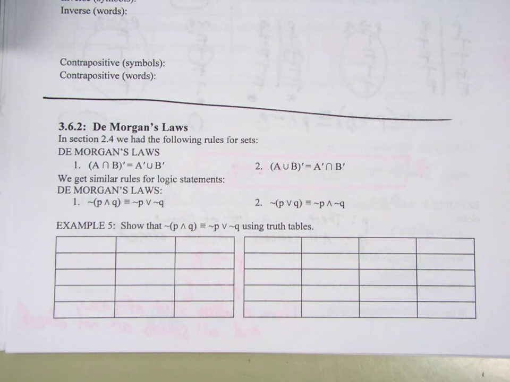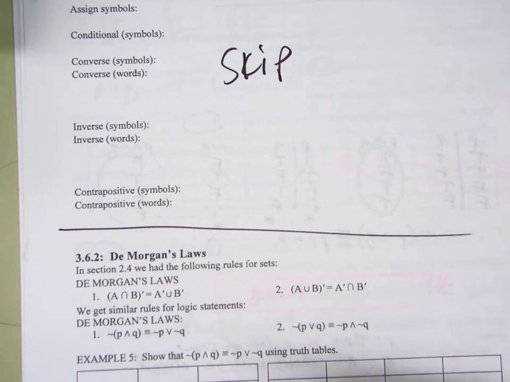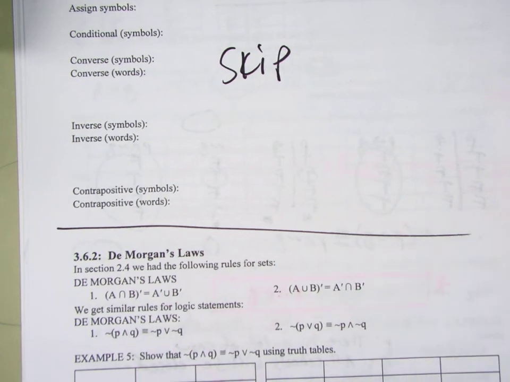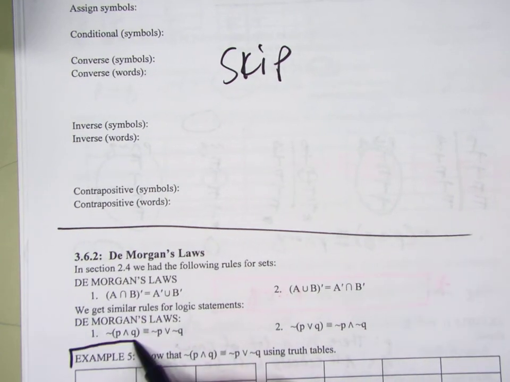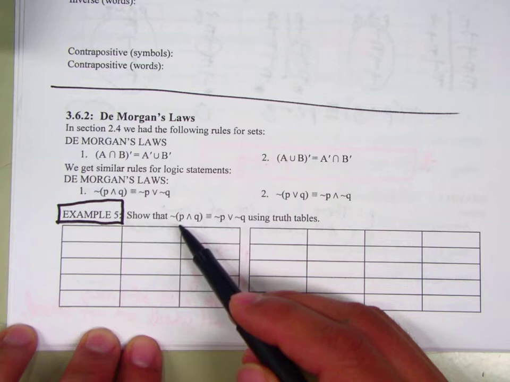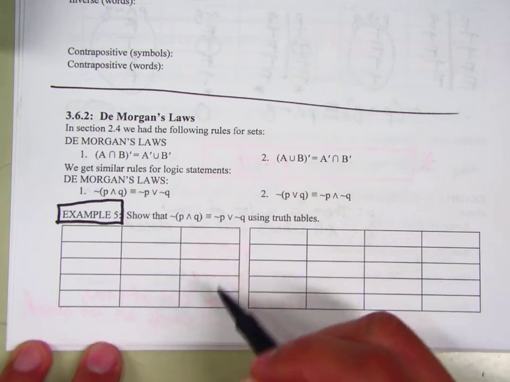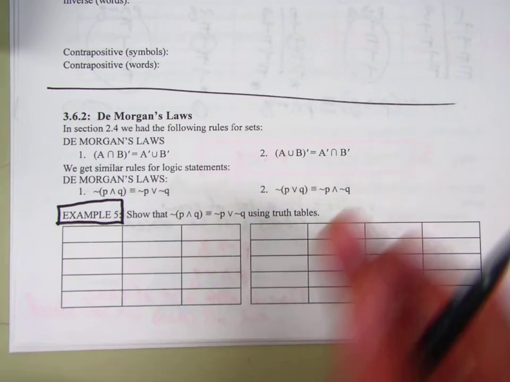What I would like for you to do is just go ahead and start example 5. Okay, take a minute, work on it, and then check with your group. Let's see if everybody has the same truth tables.